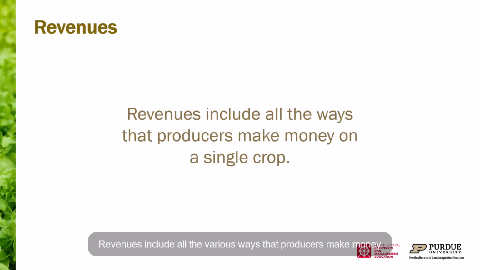Revenues include all the various ways that producers make money from a single crop. You are also requested to input the total farm annual gross revenue and spinach specific gross revenue to account for sales through diverse market channels. It includes direct-to-consumer sales, restaurants, on-farm sales, farmers markets, and online platforms, as well as non-direct-to-consumer sales through retailers, processors, and wholesalers.